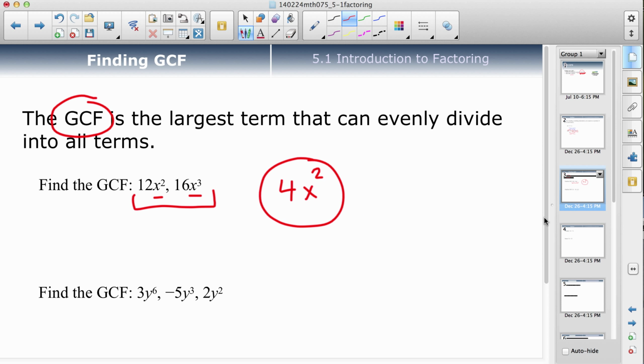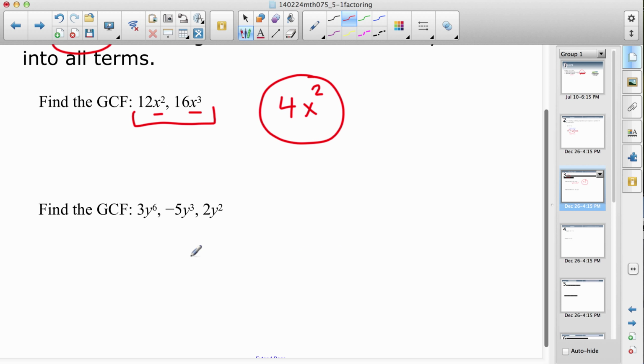Try this one. Maybe press pause and try that one, come back. Okay, for numbers, there's no number that'll divide evenly into any of those, so I guess I could go with 1. And for y's, there's 6, 3, 2. 2 would be the largest that would divide evenly into all of those. So my greatest common factor would be 1y squared or just y squared.